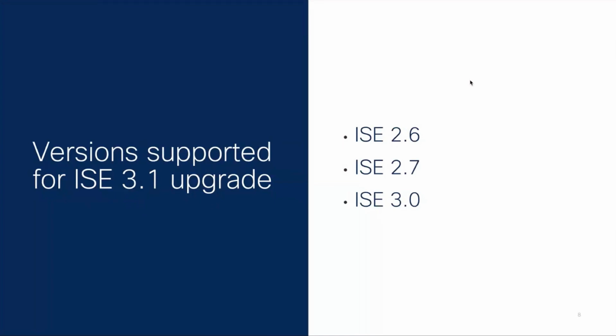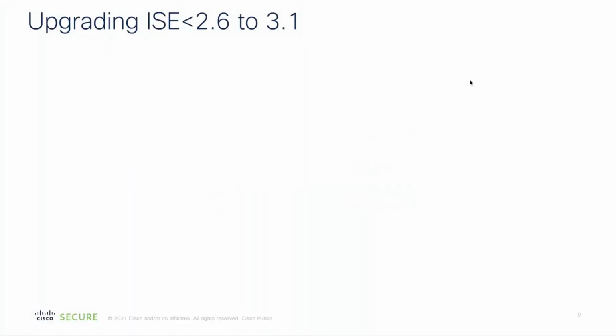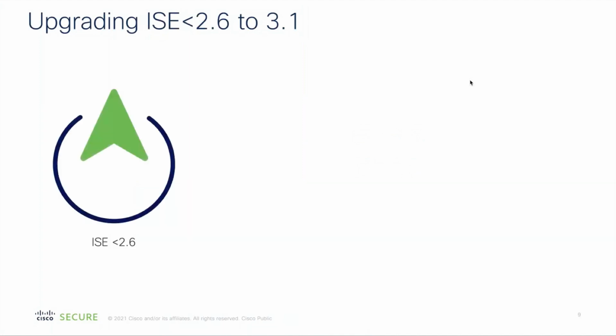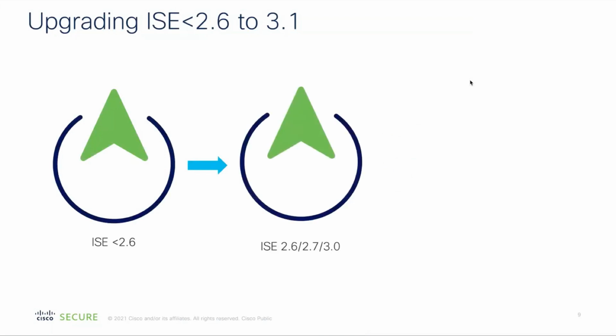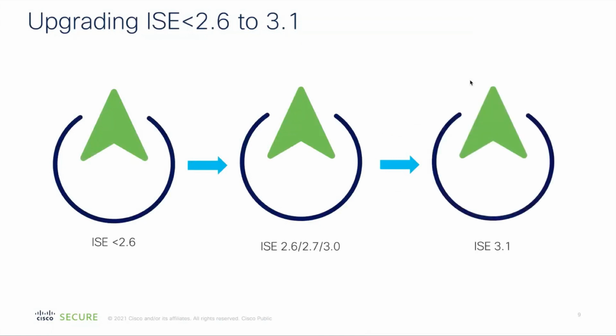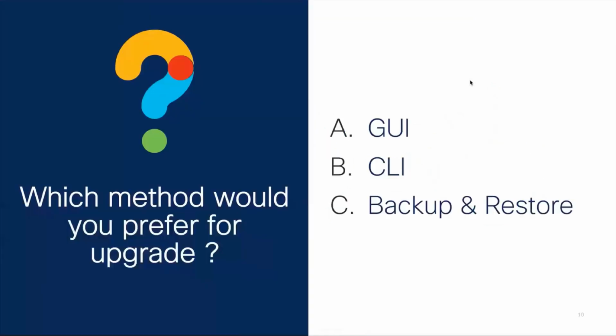If you're running any version earlier than 2.6, you might have to come to one of these versions first. So if your deployment is on a version earlier than 2.6, you might have to move to 2.6, 2.7, or 3.0, and then upgrade your deployment to 3.1. It's a two-hop process. So we've got one more poll question here.